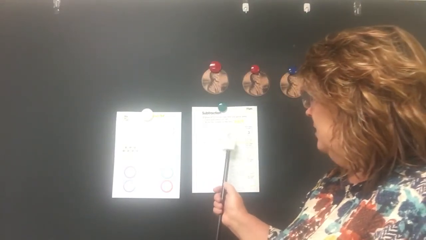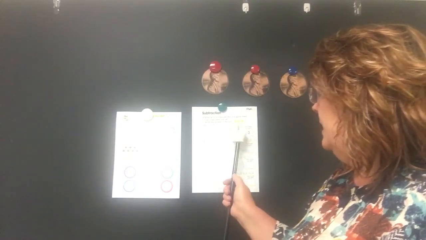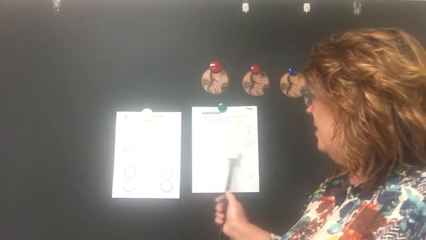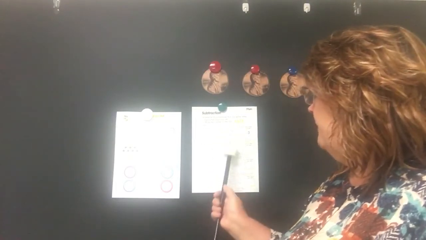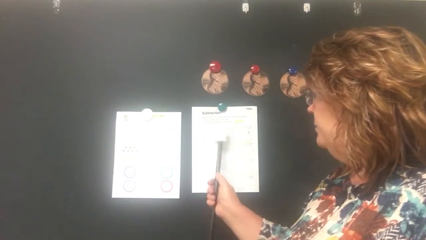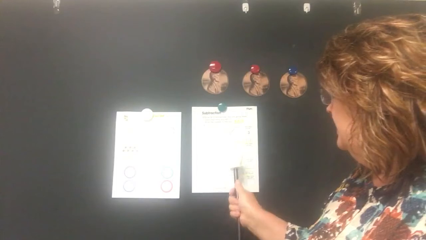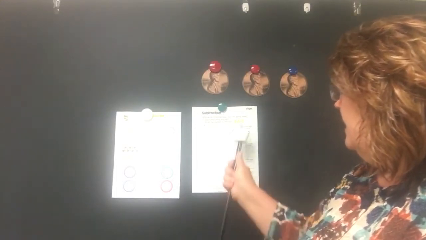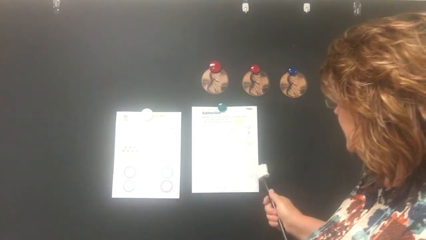5 take away 2 equal 3. So you would write your combination: 5 all together, 5 take away 2 that flew away, leave 3 that are still in the cage. So you're going to write your combination right here above. All right, 5 take away 2 equal 3. And then you're going to put your answer in the boxes. It's easy. You're not going to have to color this.